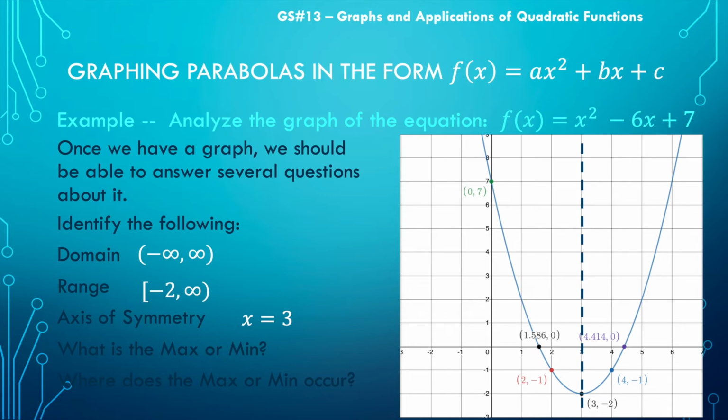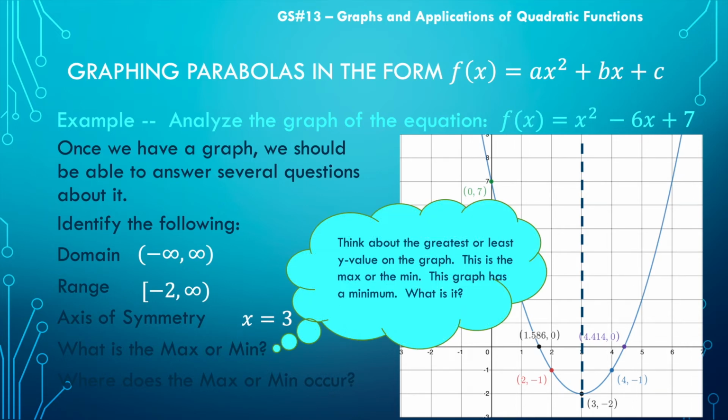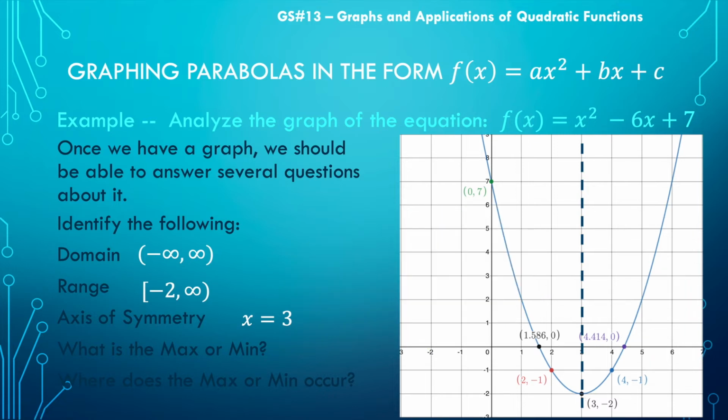Now, every parabola has either a maximum or a minimum, depending on whether it's opening up or down. If we're looking at this graph, does it have a greatest y value or a least y value? If you answered a least y value, you'd be right, because down here it doesn't go any further down than here. So this is my minimum value. We have a minimum of -2.